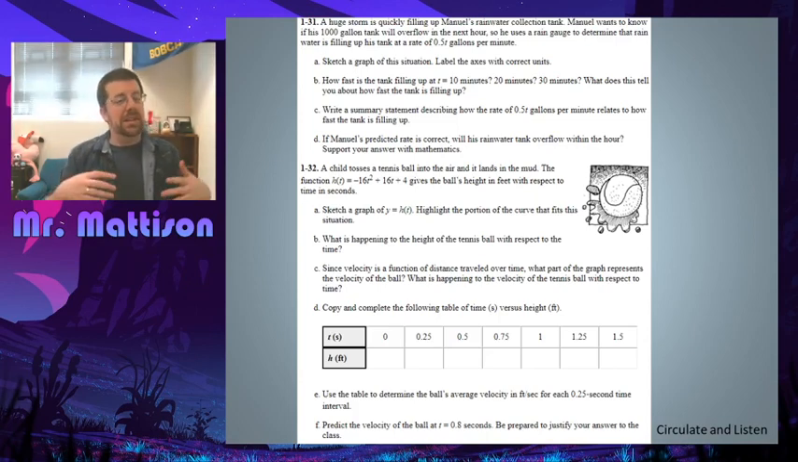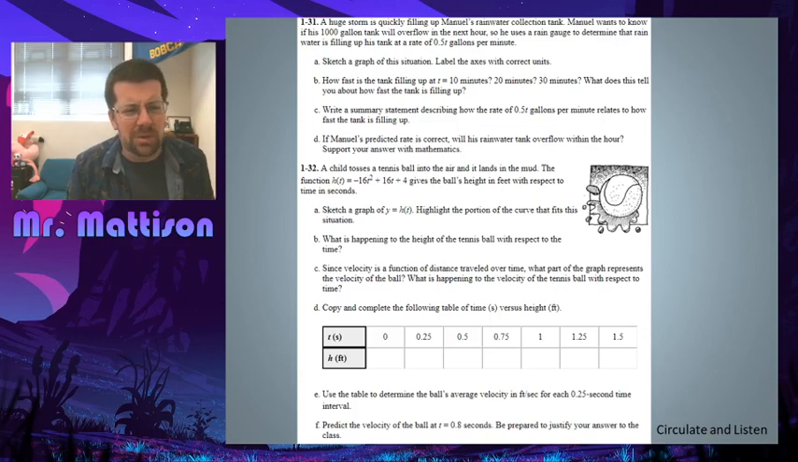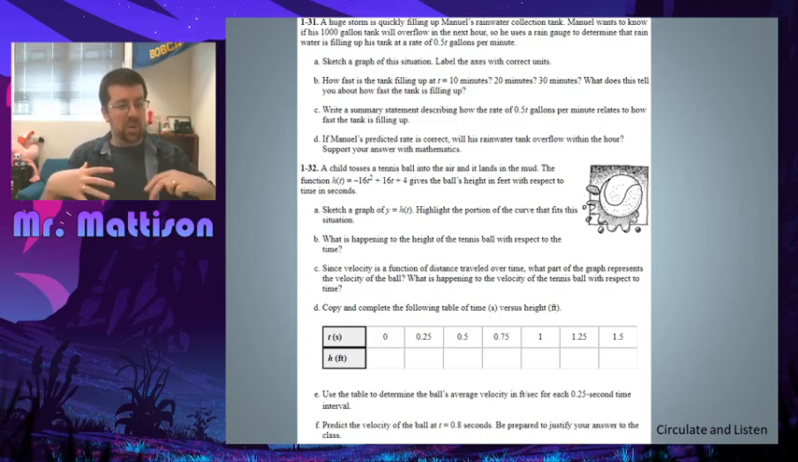And then based off of your predictions, try and answer part D, right? If his predicted rate is correct, will the rainwater tank overflow in less than 1 hour? And try and support that in whatever way you can. Again, I'm purposefully withholding the answer because this is about exploring and thinking about it more than it's about, hey, here's what the answer is.